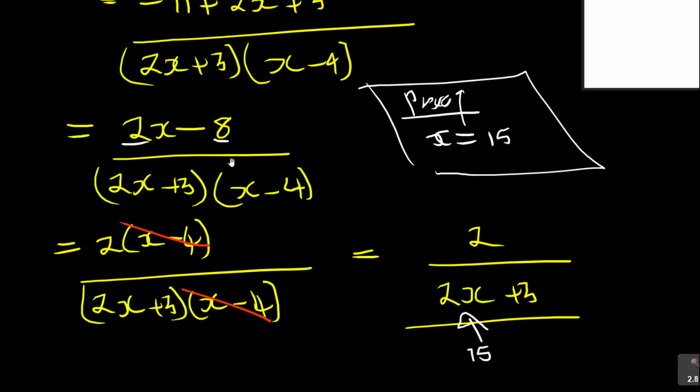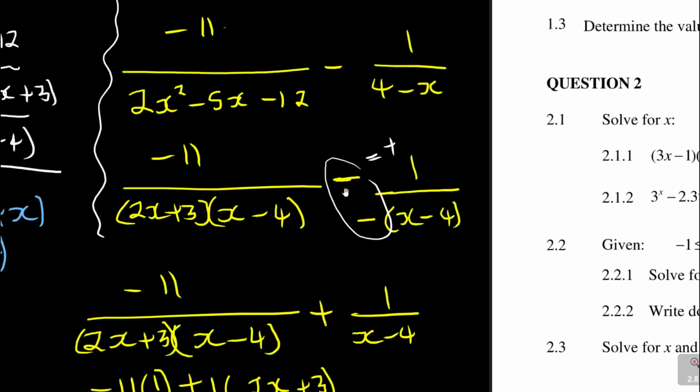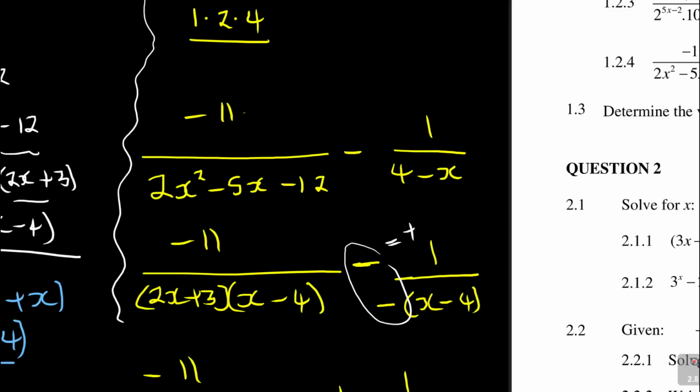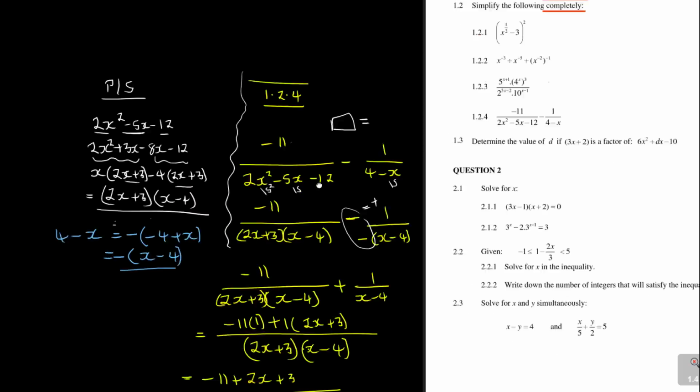You go to the original here. Where did we start? We started here. Where there is x, what do you put? You put 15 squared. You put 15. You put 15. The answer you get here must be equal to the answer you get at the bottom. If those match, then you are in the right track. Okay, guys, that's how you do these things.